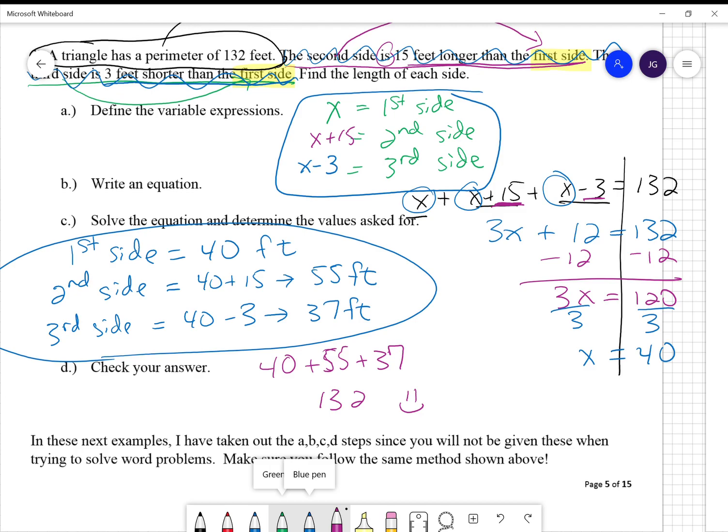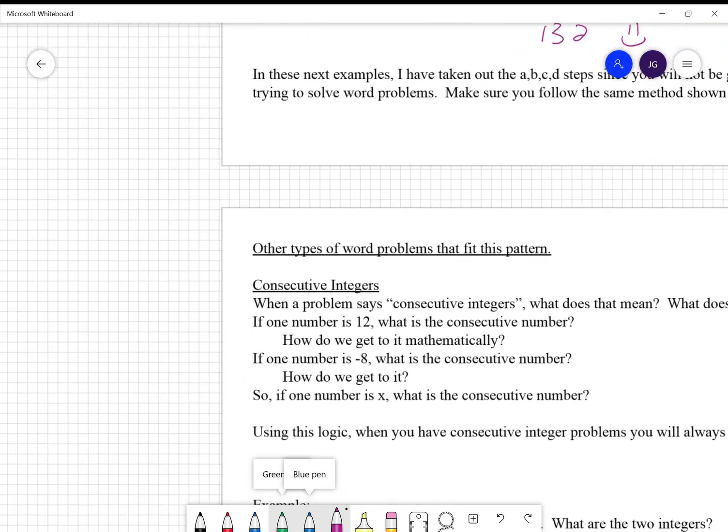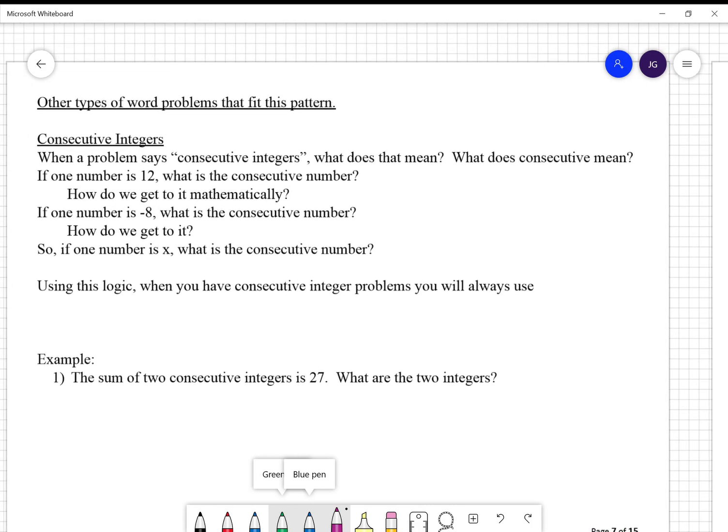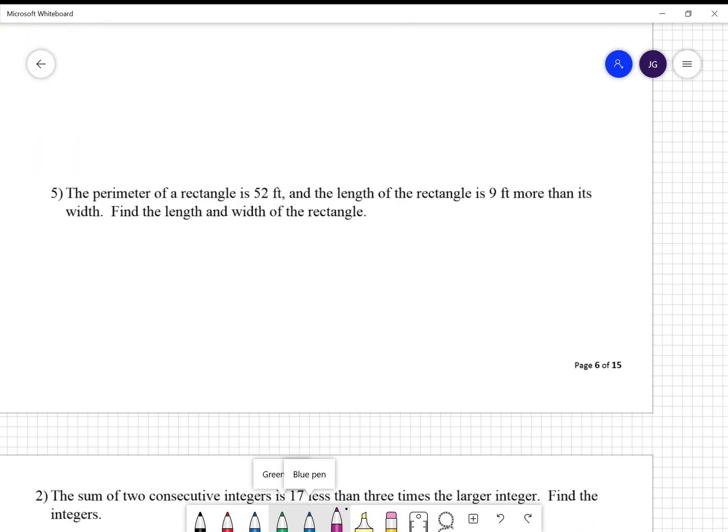All right, in these next examples, I have taken out A, B, C, D steps because you'll just get the question. You won't have all of these written out for you. But I want you to follow the same method. So let's see this next one. Oops, page 6, sorry.